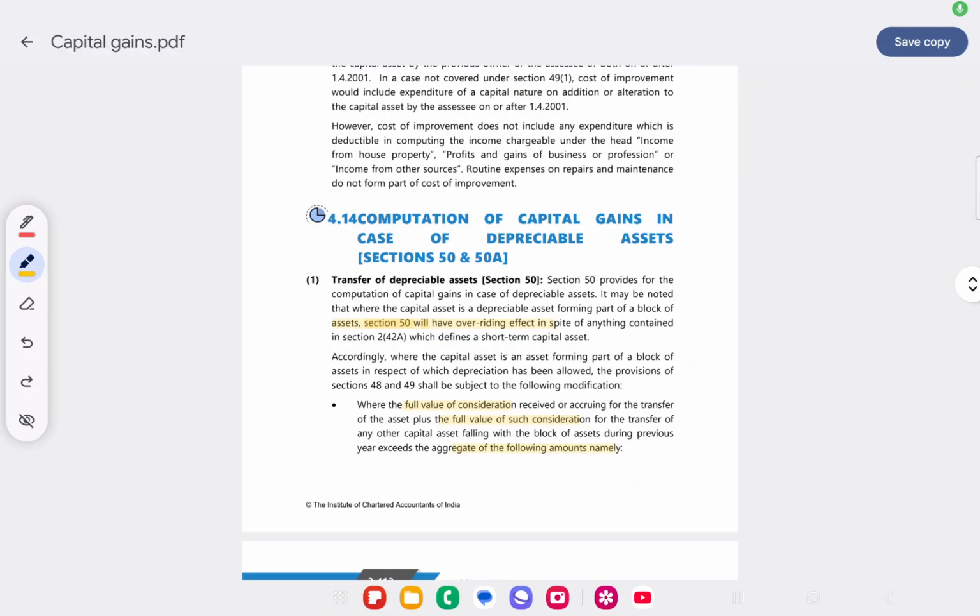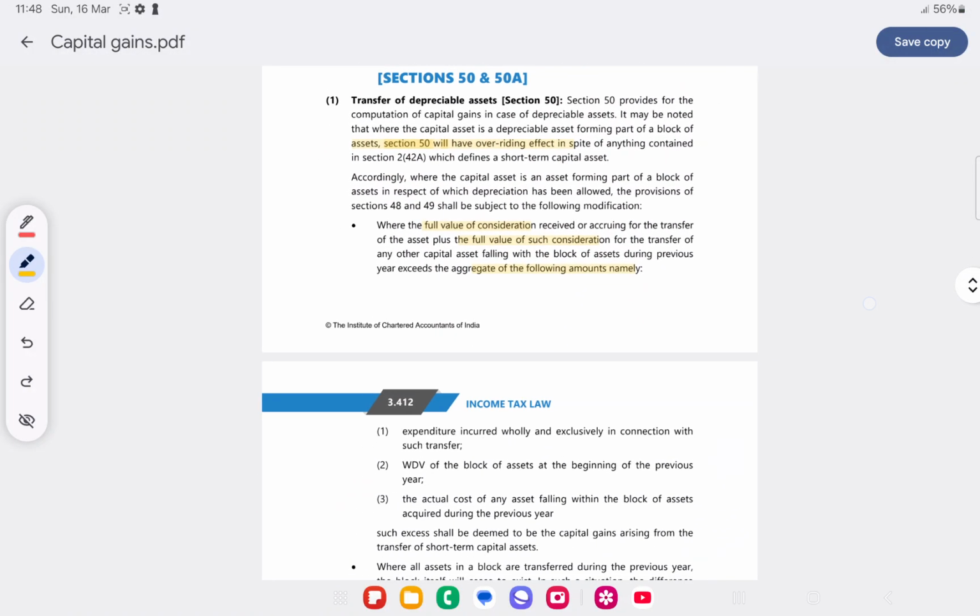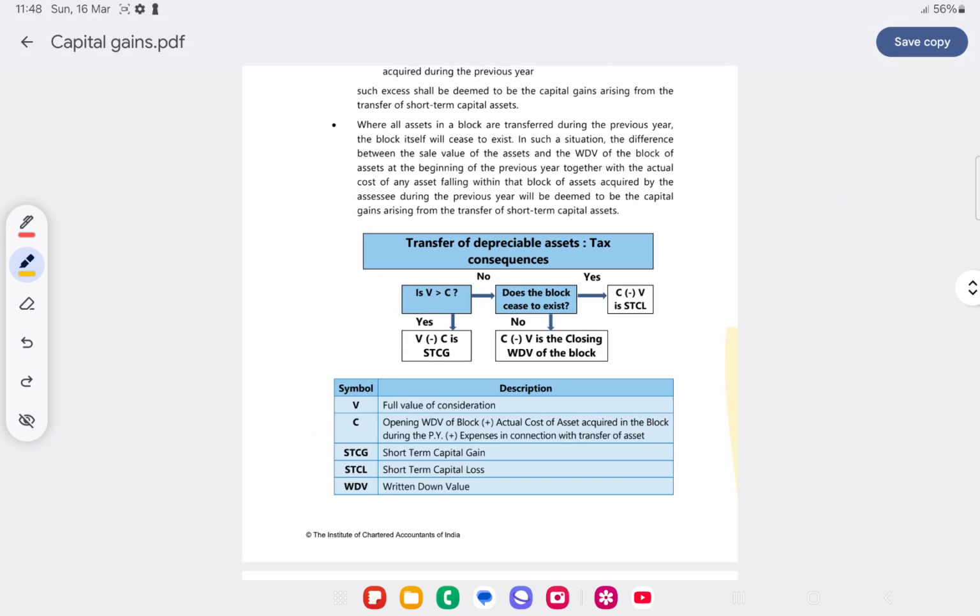We'll start with computation of capital gains in case of depreciable assets. So in case of depreciable assets, how will we compute the capital gains? What we should see is if V is greater than C. What is V? Full value of consideration.